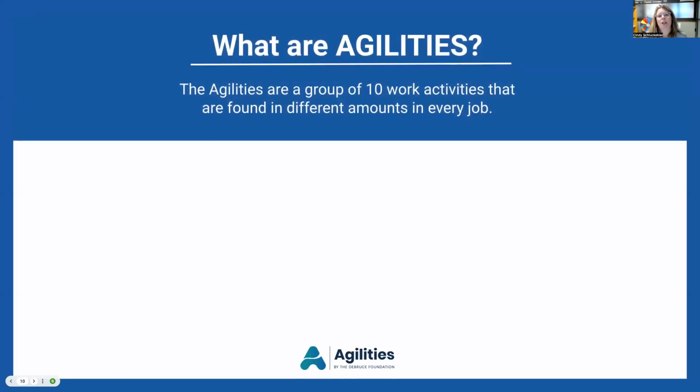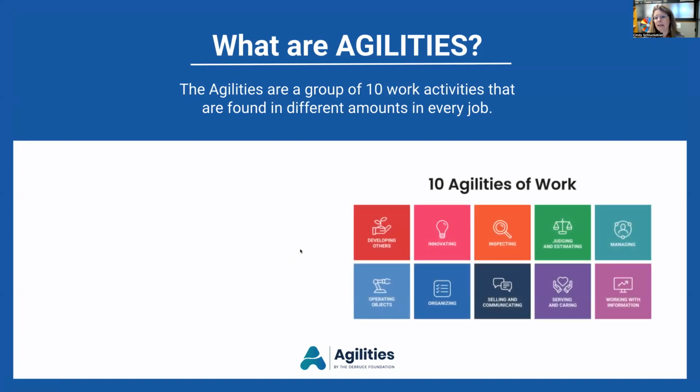So what are agilities? Agilities are a group of 10 work activities that are found in different amounts in every single job. Here's an image of all of the different agilities of work, and you can see that they're really common words that you can associate with: developing others, innovating, inspecting, selling and communicating, organizing. They're common words that you and your students will really be able to resonate with.